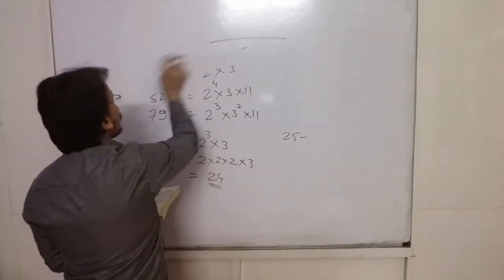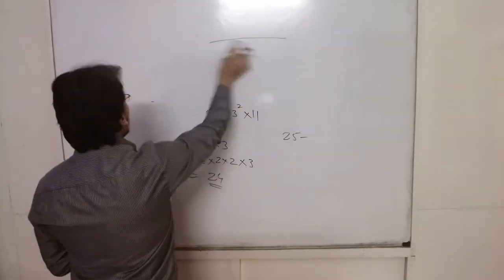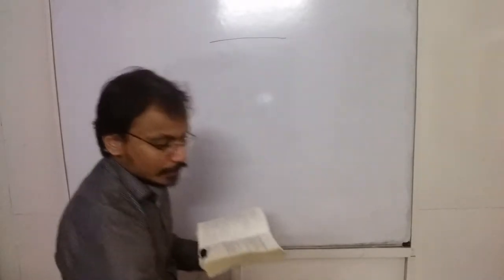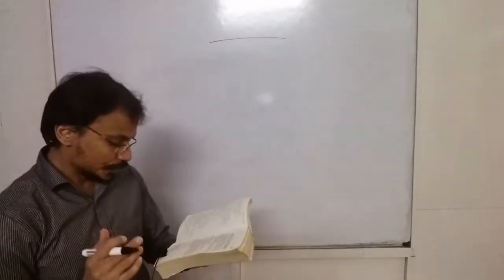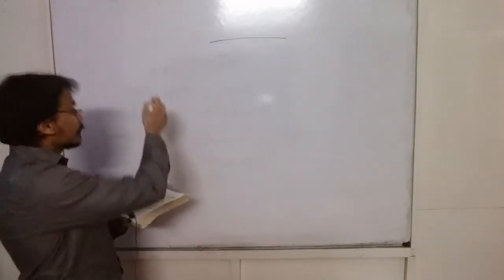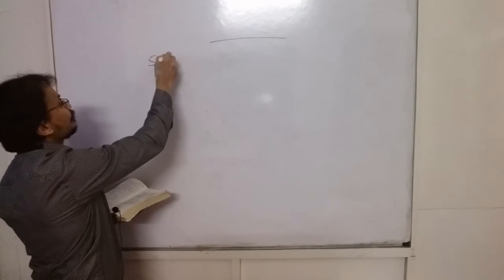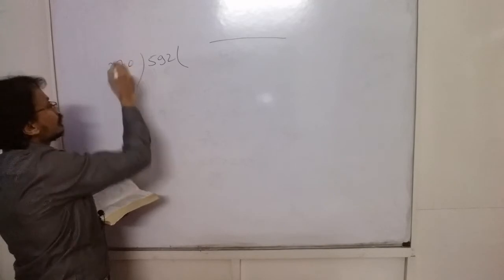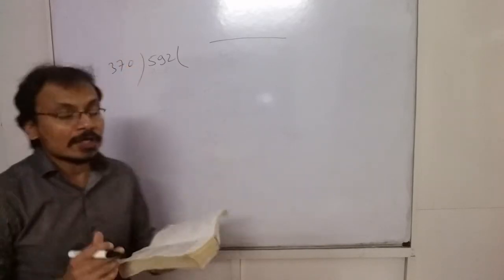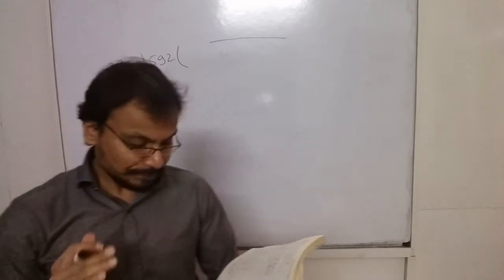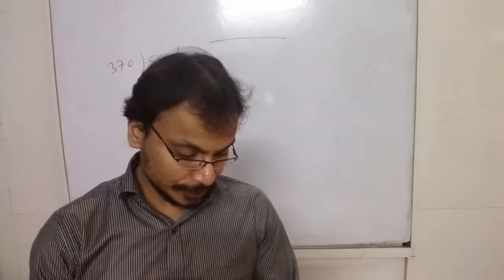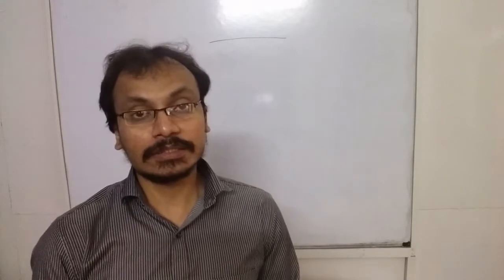So now we are going to solve one question of HCF by the division method. This was the factor method, and now I am going to take one question of the division method. These are the two numbers that have been given in this book, 592 and 370. These are the two numbers for which we are supposed to calculate the HCF. The division method is very simple.